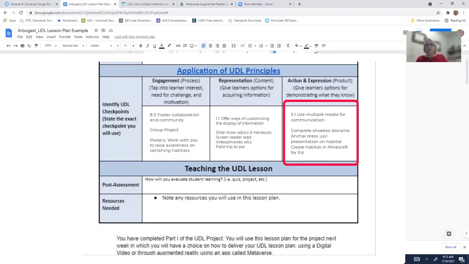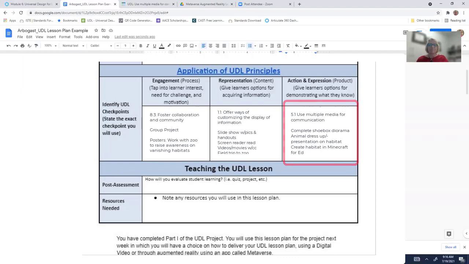So again, these can cross over a little bit. And voila, second section done. So I do want you to take some time to look through the UDL principles, the different guidelines and checkpoints, and really come up with something. Don't use the same ones necessarily that I used.